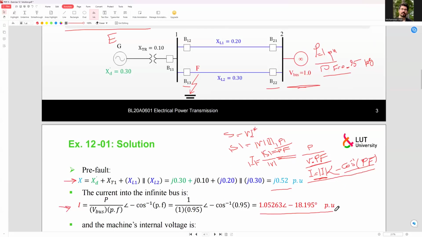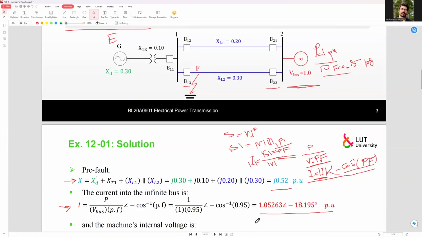which we have this value for it, 1.052 with argument of minus 18.19 per unit. So we calculated the equivalent impedance and also the current going into bus number 2.